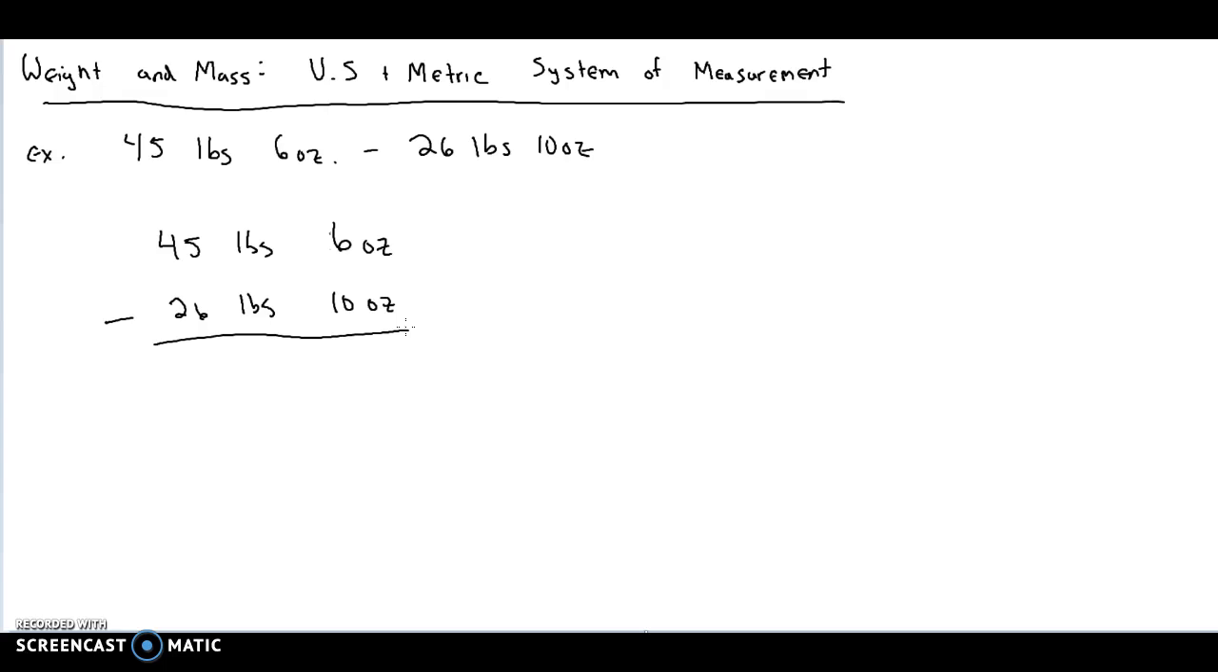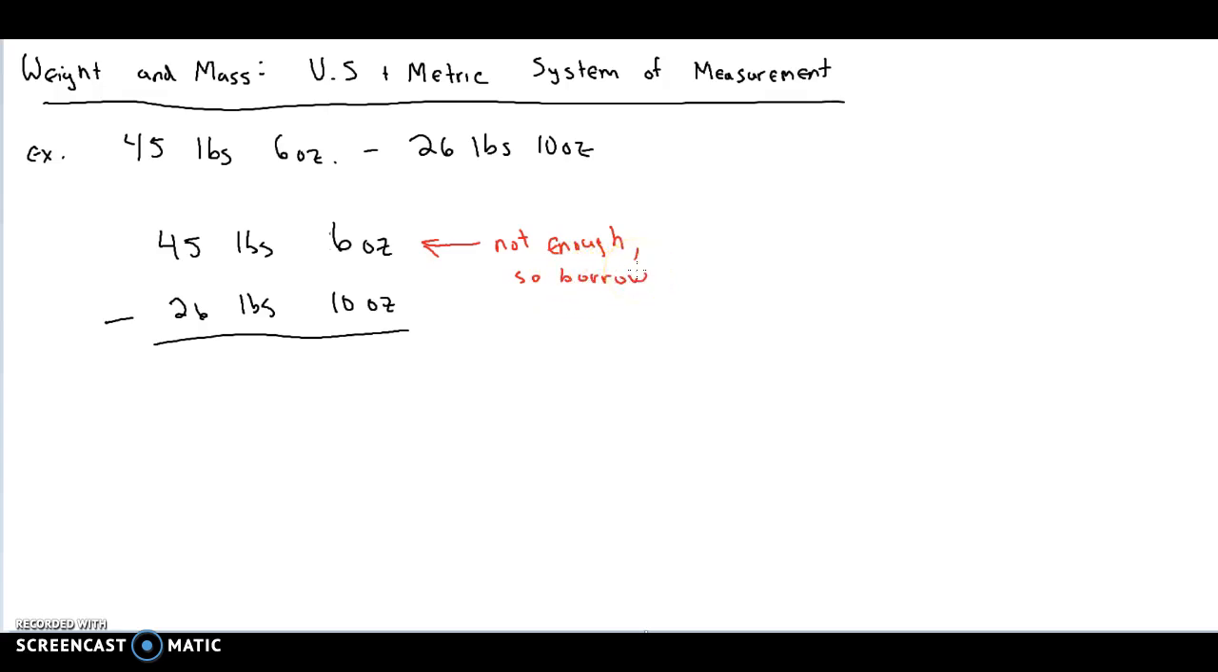So what we need to do here is we're going to do something called borrowing. So we don't have enough in the ounces for the first quantity here. This usually happens when, if you look at the smaller quantity here, in this case ounces, the first one is smaller than the second and we're going to end up with a negative, we have to do this technique of borrowing. So we have not enough, so borrow.